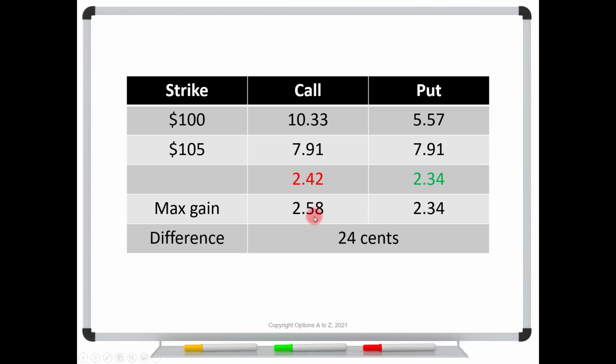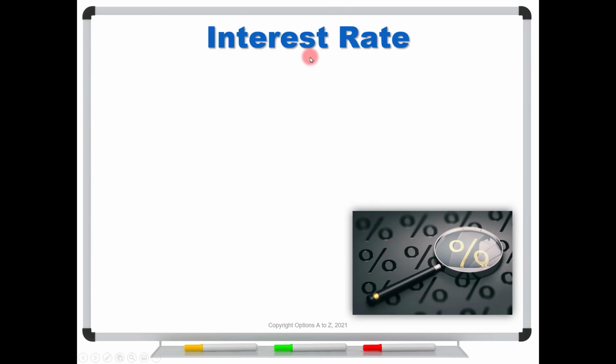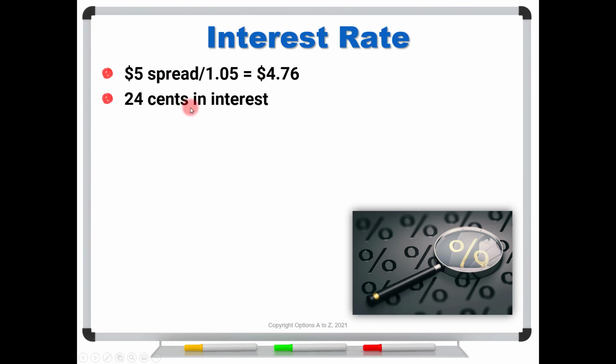So take a look at what's happening. The difference between these max gains is 24 cents. Where's that 24 cents coming from? Well, it's coming from the interest rate. Remember, these are $5 spreads. If we divide it by 1 plus the interest rate, that is $4.76. What's the difference right here? What's the difference between $4.76 and this $5 spread? It's 24 cents worth of interest.